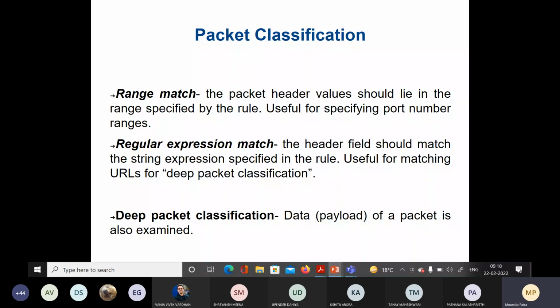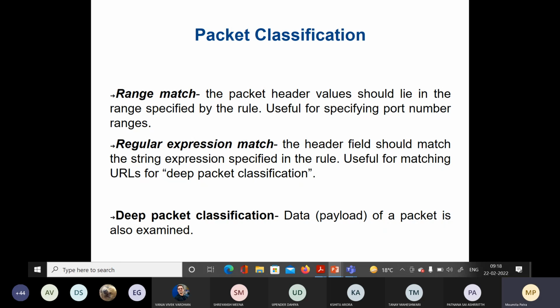Then we have our regular expression match. Your rule must be specified in the form of a string expression, and your header field should match this string expression for a match to occur. This is a regular expression match, and it is generally useful for matching URLs. This is also generally known as deep packet classification.